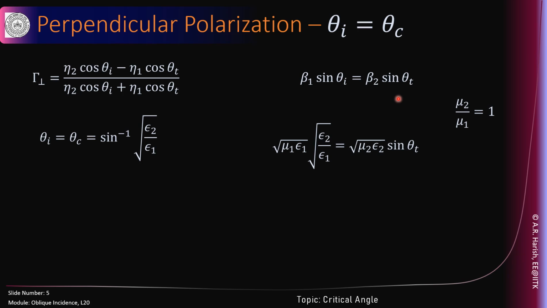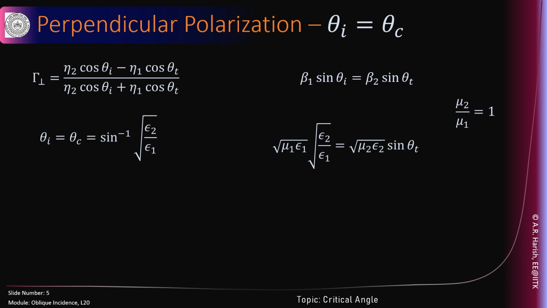Now let's plug these things into this equation here. Beta 1 is omega times square root of mu 1 epsilon 1, sine theta I is square root of epsilon 2 upon epsilon 1, and beta 2 is omega times square root of mu 2 epsilon 2. The two omegas will be cancelled off. I'm left with sine theta t.